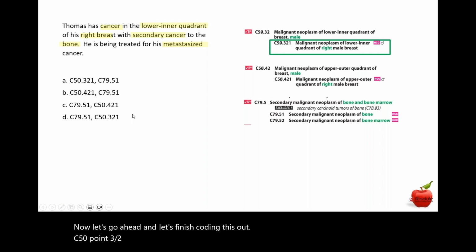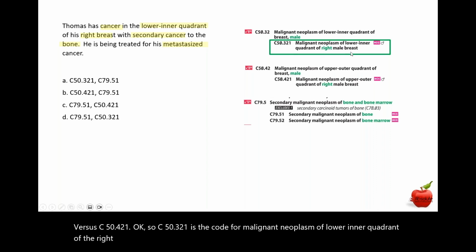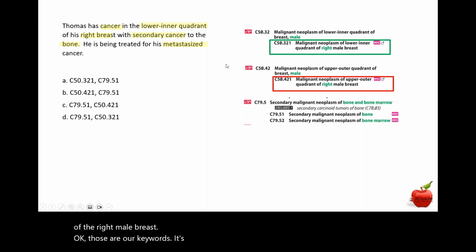C50.32. C50.421. Okay, so C50.321 is the code for malignant neoplasm of lower inner quadrant of the right male breast. Okay, those are our key words. It's matching it up just right. Lower inner quadrant, right breast.